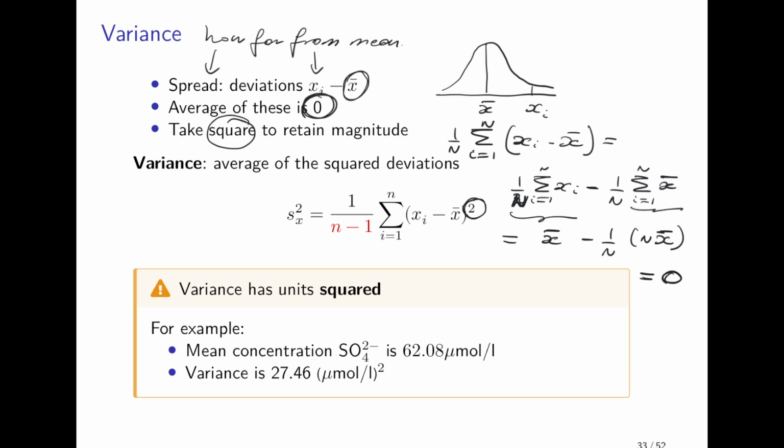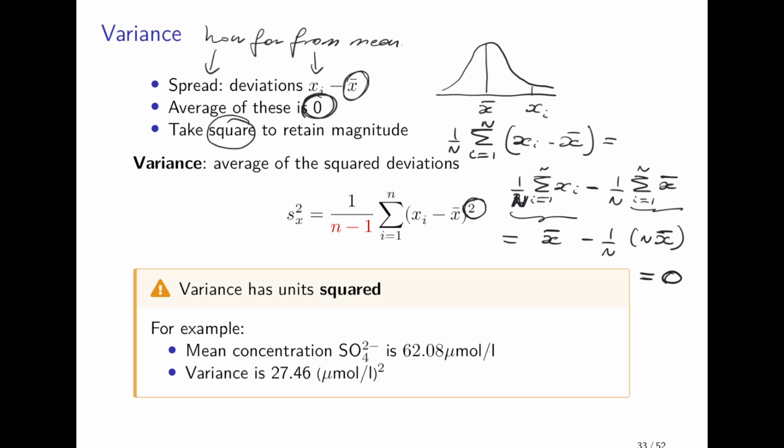One minor technical detail that you have to take into account when you calculate the variance: rather than dividing by n as you would in the mean, we're going to divide by n minus 1. Why? There's a technical statistical reason for it. It makes the variance better behaved.